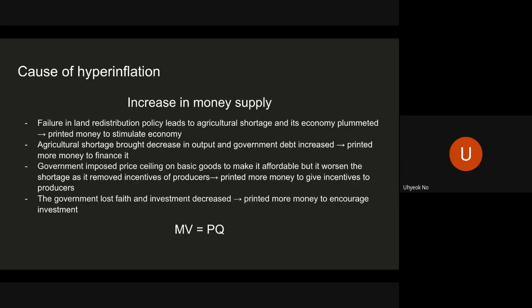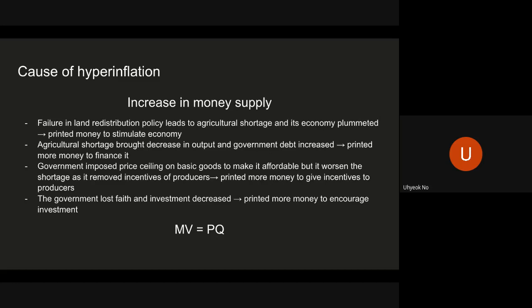The main cause of hyperinflation was too much increase in money supply, and there are several reasons for this. First, the failure in the land redistribution policy led to agricultural shortage, and its economy plummeted. The government decided to print more money to stimulate its economy. And second, agricultural shortage brought a decrease in output, and the government debt increased. As a response to this, the government printed more money to finance it.